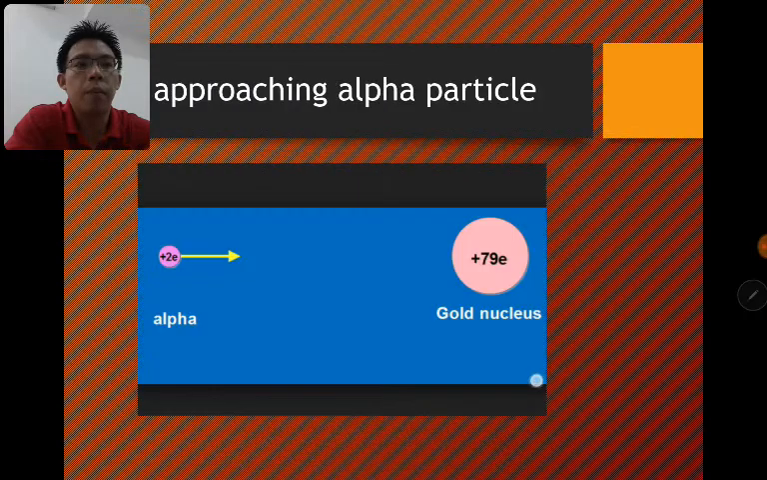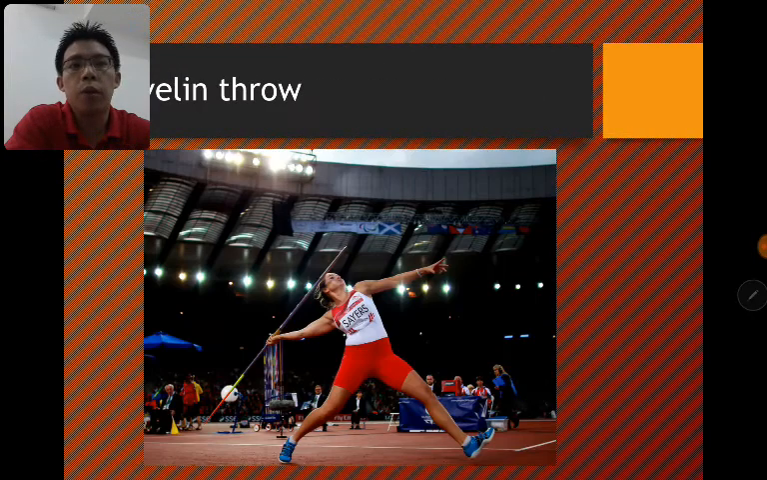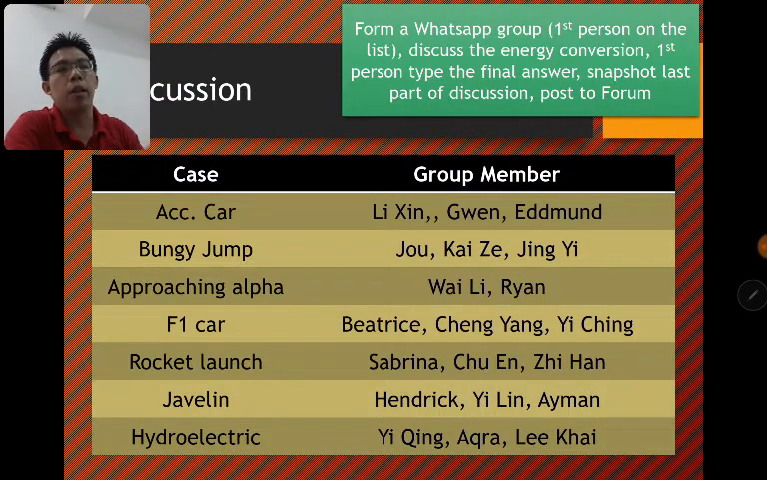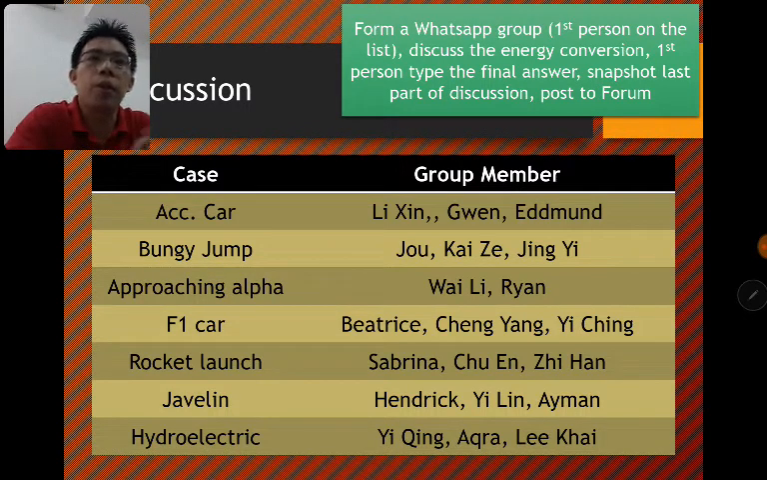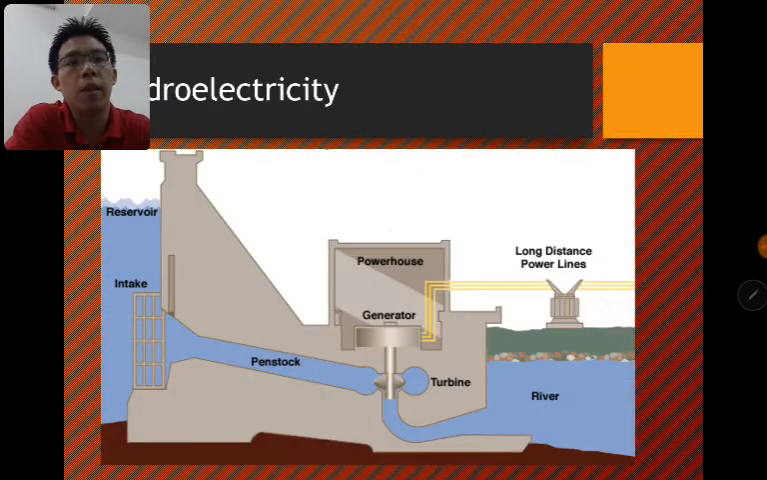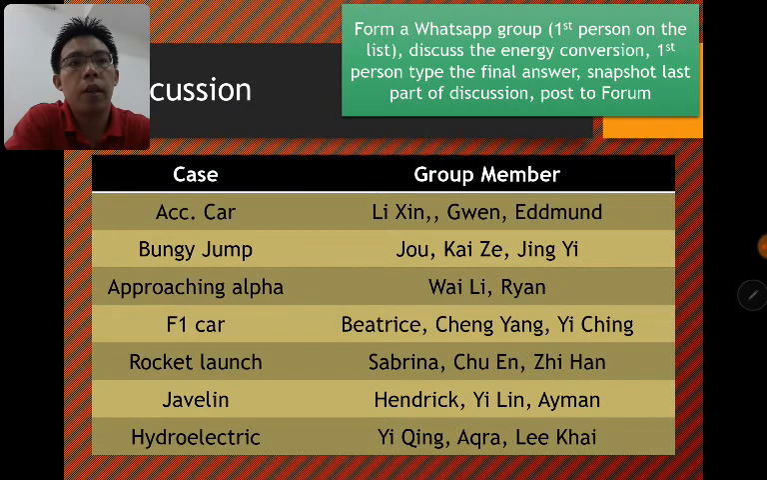So you have seen some pictures. Of course, we have some work to do. All right, so later you'll receive a picture or a file of these different cases, and what you need to do is form a WhatsApp group from the list down there. The first person on the list, for example, Lizzie in the first case, the accelerating car, you're going to form the group that includes Gwen and Edmund, and then you need to discuss the energy conversion in your group for the case you're assigned to, and Lizzie will be typing the final answer and snapshotting the last part of the discussion and posting to the forum.